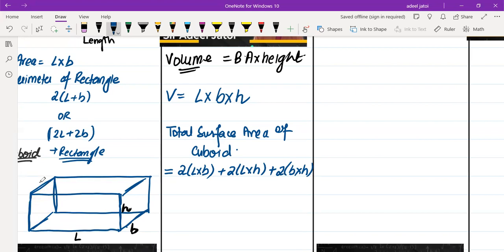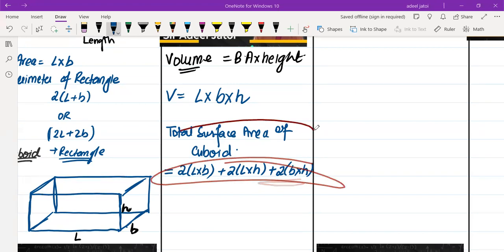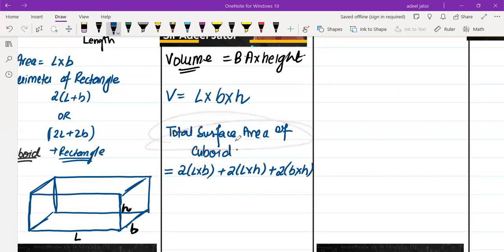So this will be the total surface area of the cuboid, where we have a front side which gives me LH, and a back side which is LH. So this is 2 into LH. We have right and we have left. The right area is BH, and when we multiply by 2, we get the left as well. Then we have length and breadth. This is the bottom, and when I multiply by 2, I get the top as well. So when I'm adding all the areas, I'm calculating the total surface area of the cuboid.